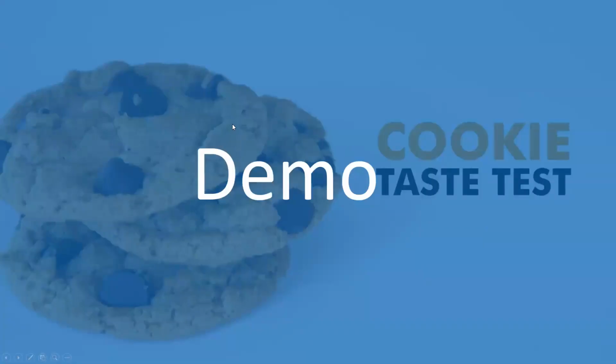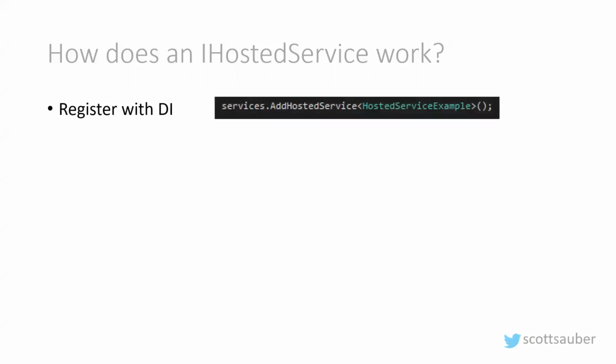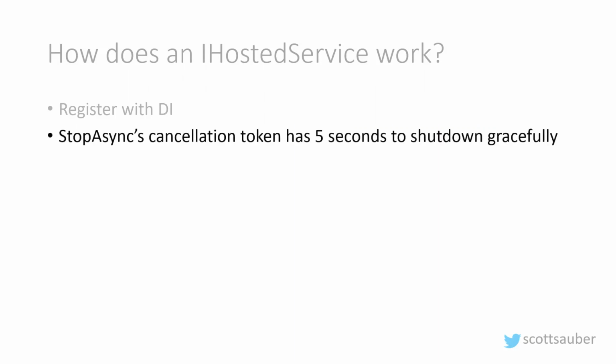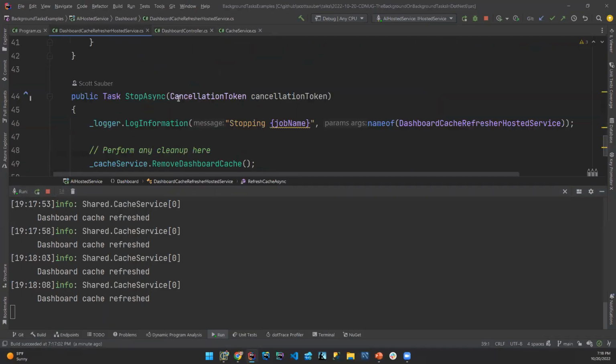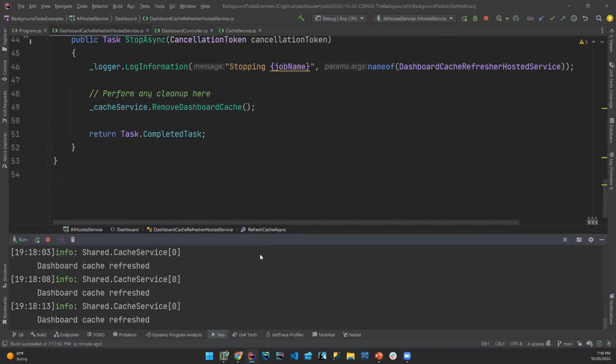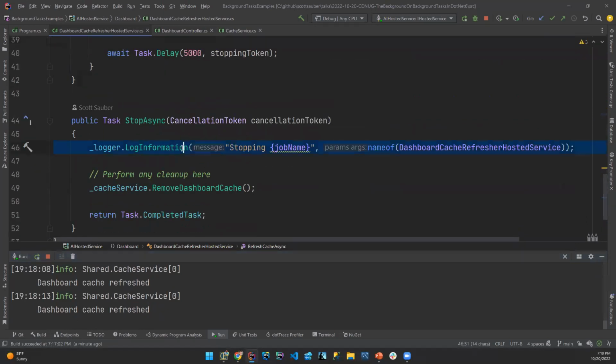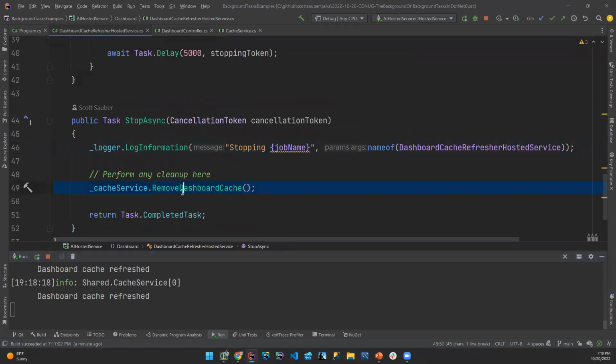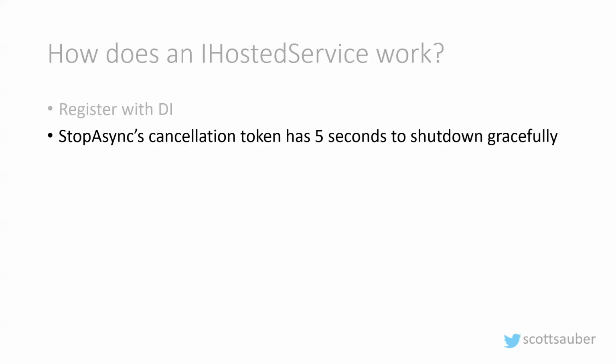So that was a quick demo of IHostedService, where basically at the end of the day, it's just exposing a StartAsync and StopAsync method. So again, you register with the services.AddHostedService of T. Something to note is, I didn't show the StopAsync method. Let me just show that here real quick. So in the StopAsync method, I'm just logging saying, hey, I'm stopping, and then I'm clearing out my cache and then returning a completed task.